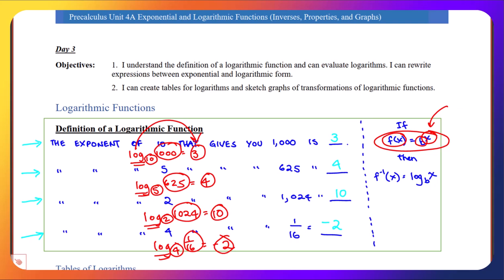And the inverse function, well, there's your base. We're switching the answer and the exponent. So this is the answer, and this is the exponent. The log is an exponent.